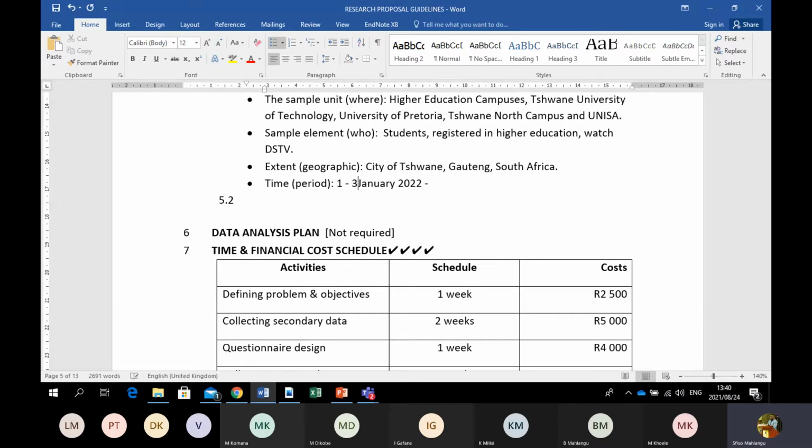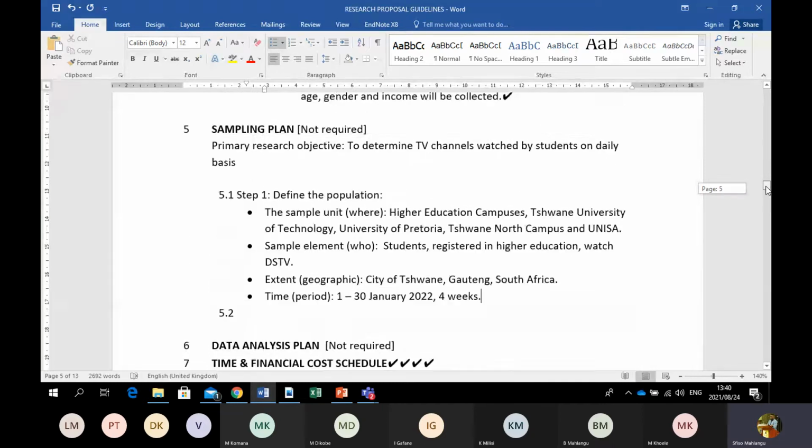Remember, it must be shown as a period, meaning that you indicate how long we have. This is 4 weeks to collect primary data. And you're done with step 1.